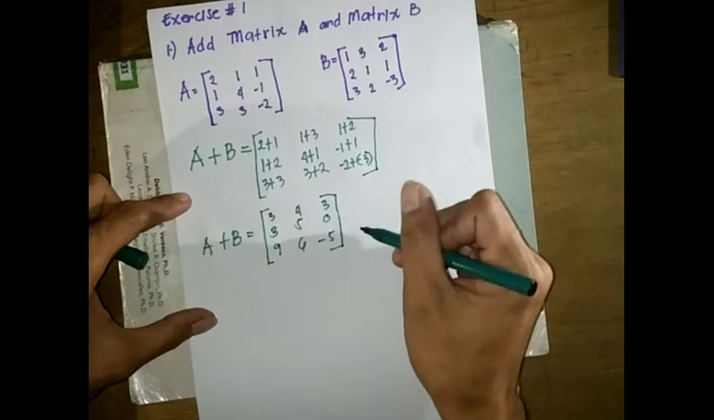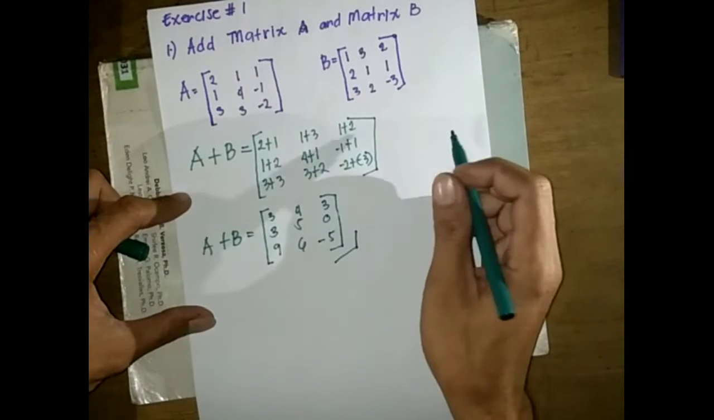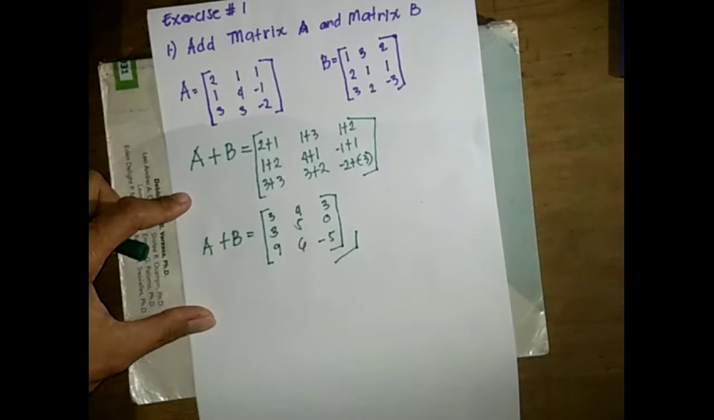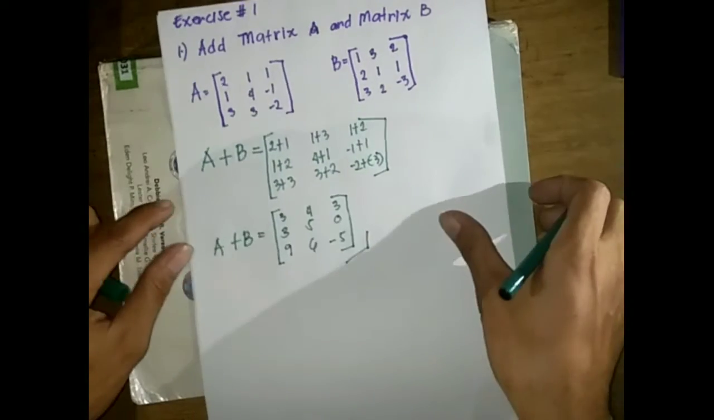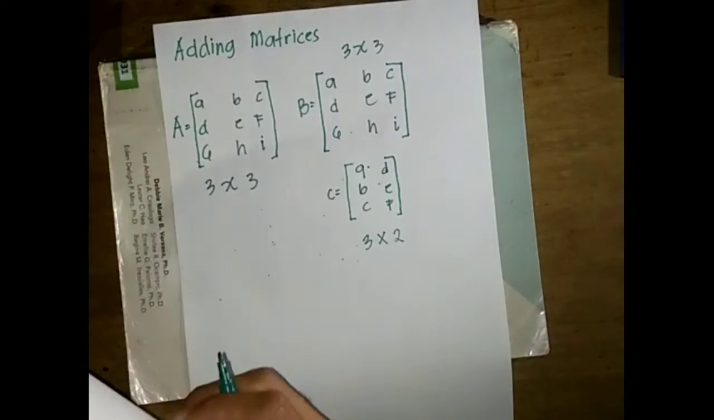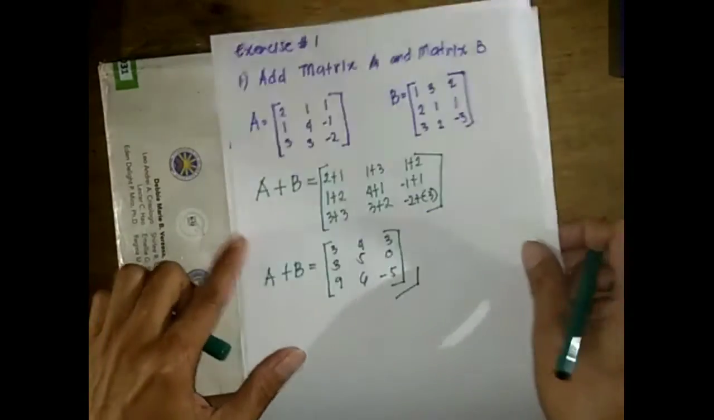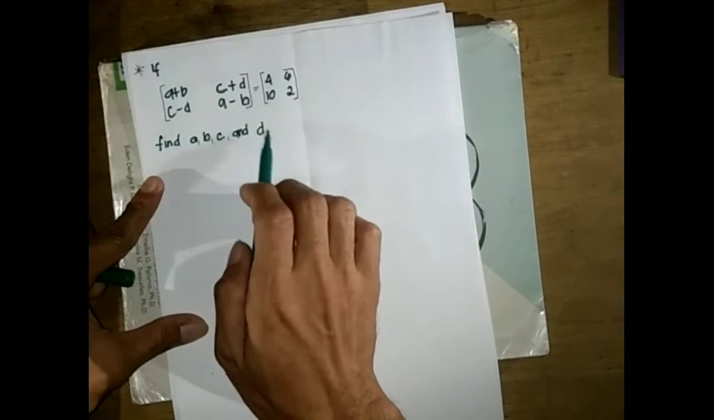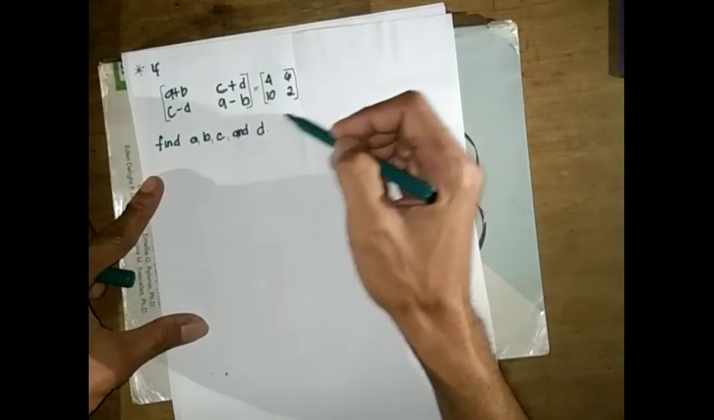So, this would be the answer of A plus B. So, meron tayong exercise number 2. Medyo mahirap siya, pero we'll try our best. So, ang sabi dito, find A, B, C, and D from this given problem.